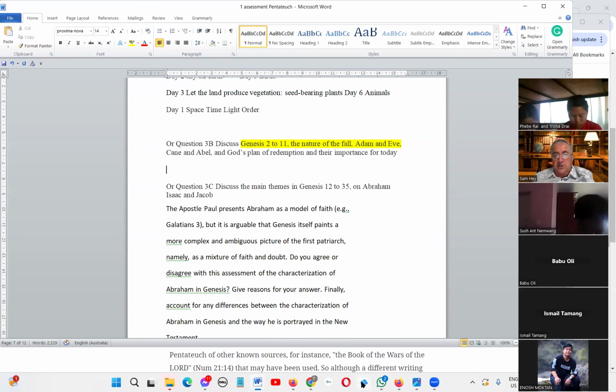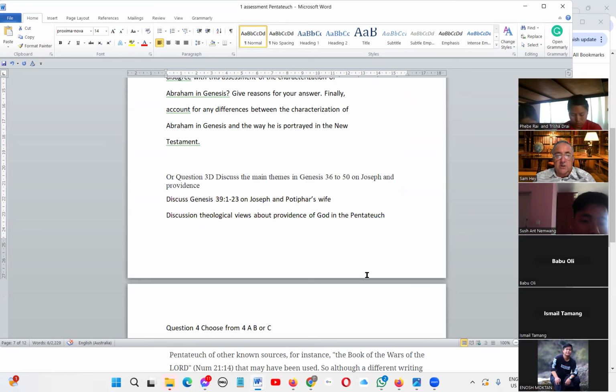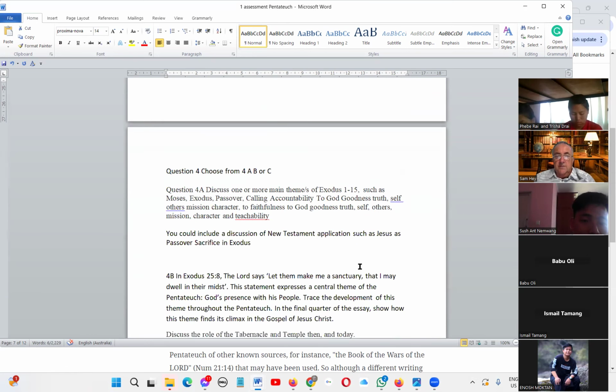The other Genesis question you might want to look at, which I think is perhaps the most valuable, is Adam and Eve and sin and the fall, and then redemption and God's plan of redemption. Another question could be on Abraham. Another question could be on Joseph. So they're the Genesis questions.